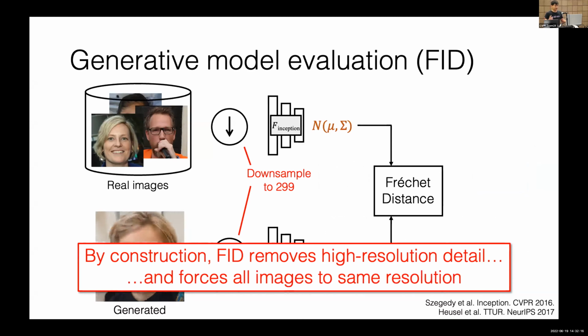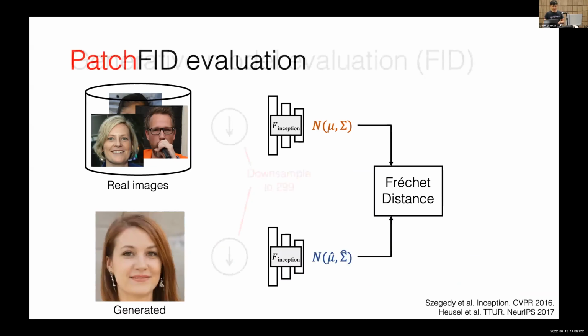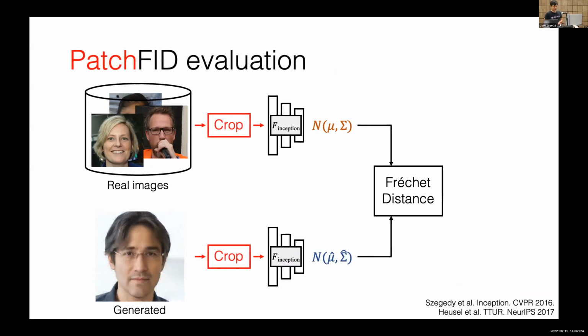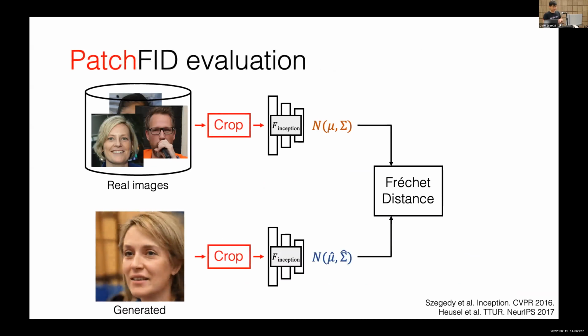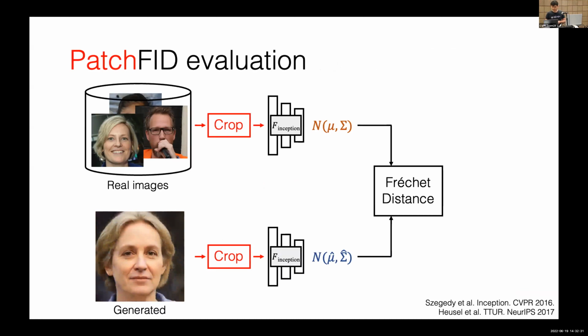It's also taking all our different sized images and forcing them to the same resolution. Okay, so what are we going to do? Well, we found a straightforward, simple modification that made it a much more appropriate metric, which is, instead of downsampling, we take 299 by 299 crops. And this we call patch FID in our paper.